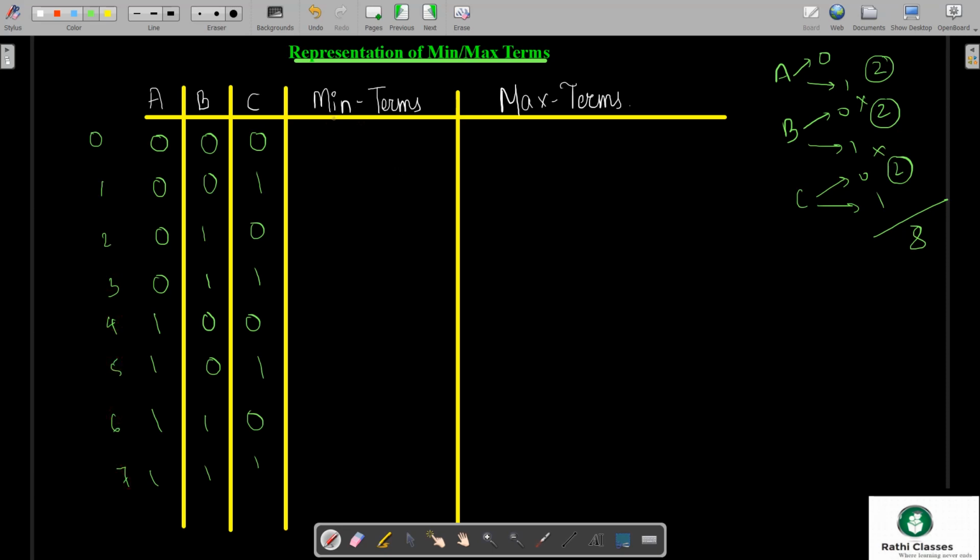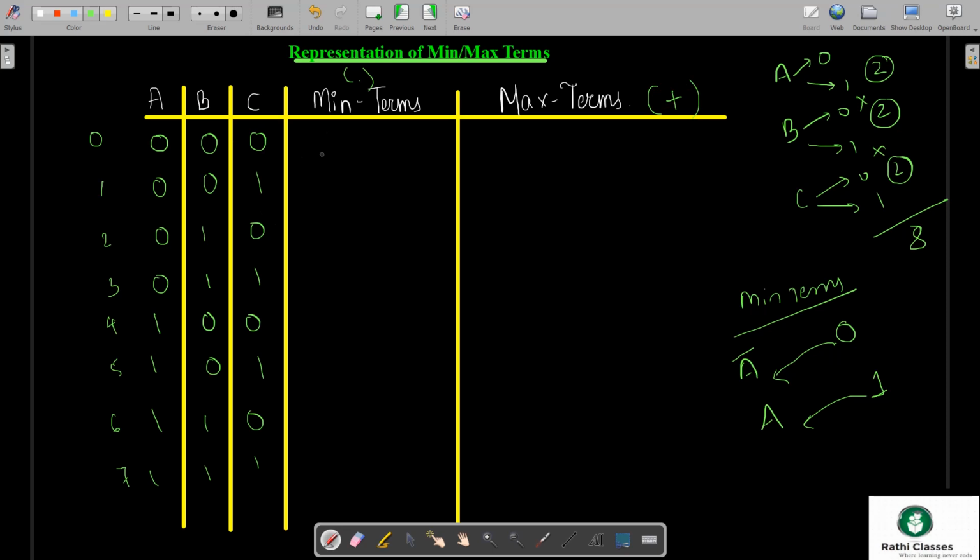Now the question is how to represent it in terms of minterms and how to represent it in maxterms. For minterms, note that A has two values, as I said, 0 and 1. If it is 0, it will be represented as A bar. If it is 1, it will be represented as A. That means if the number is considered to be 0, my value will be A bar. If the number is considered to be 1, then my value will be the variable itself. In minterms, the operator between them will be dot. For maxterms, the representation will be plus.